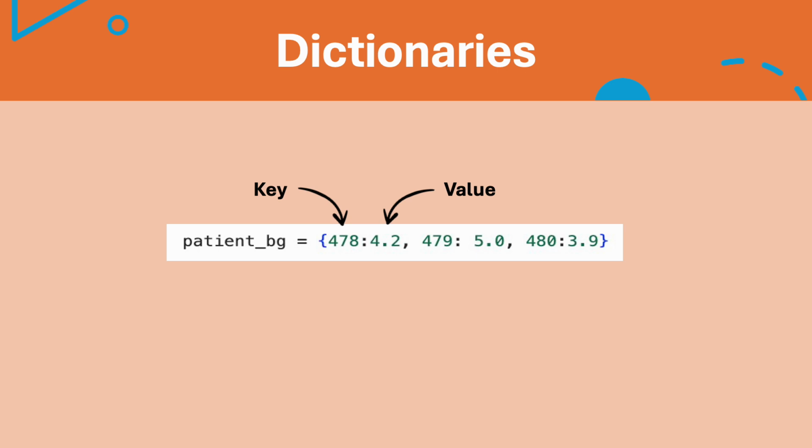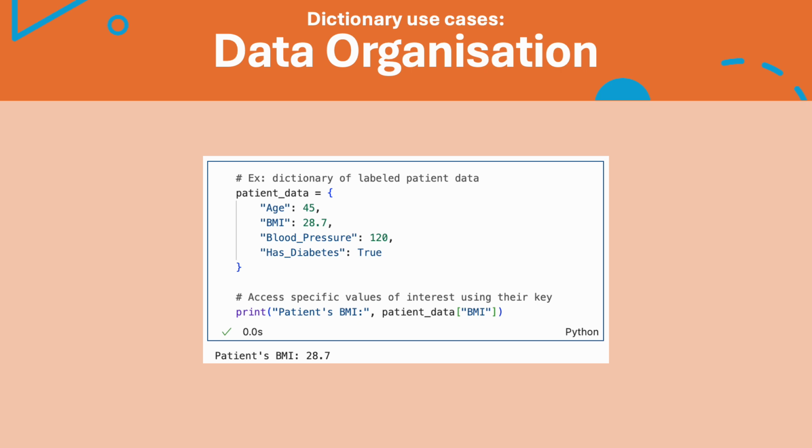As an example, we have patient IDs and their associated blood glucose. So I might want to know, what is the blood glucose of patient 479? I could look them up using that key and I would find that they have a blood glucose of 5. So instead of looking up a value using its index, you look up a value using its key.